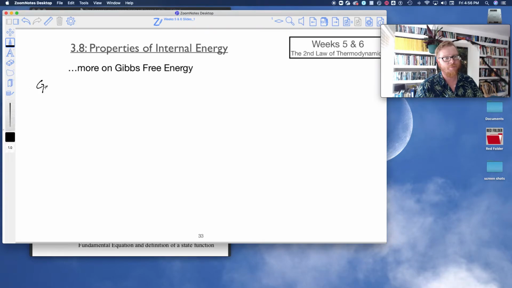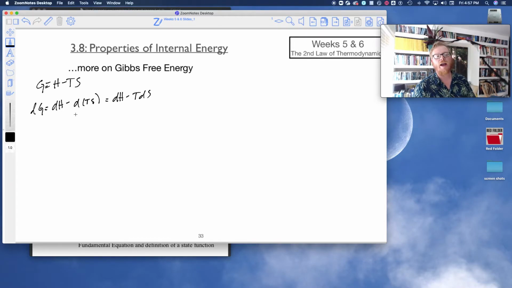Let's start with G. By definition it is H minus TS. Or, in other words, dG equals dH minus d(TS). So we're going to take the derivatives of both, okay? So dH minus d(TS). The reason why we didn't take derivatives of both last time is because we played the game where we say hold this constant, now hold this constant. Now I'm going to play a game where I'm not holding either of them constant, and thus I've got to do the chain rule.